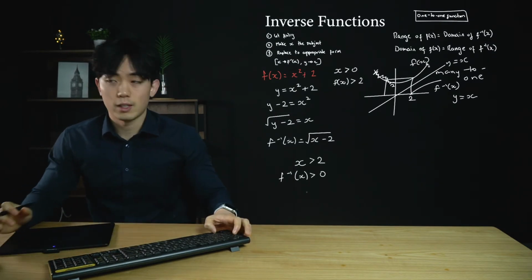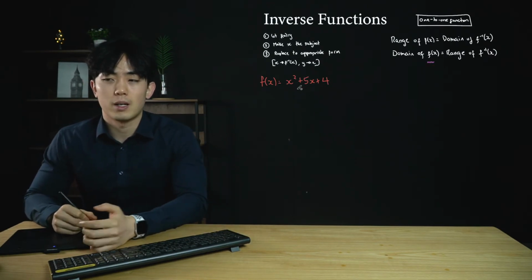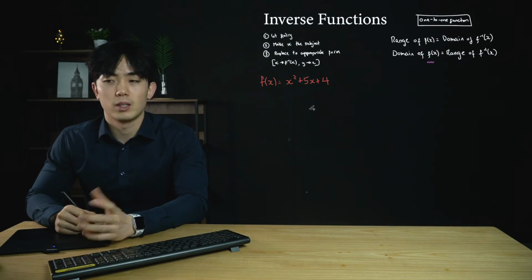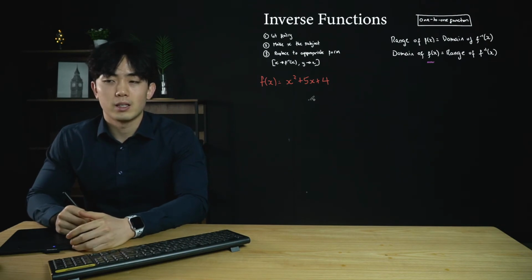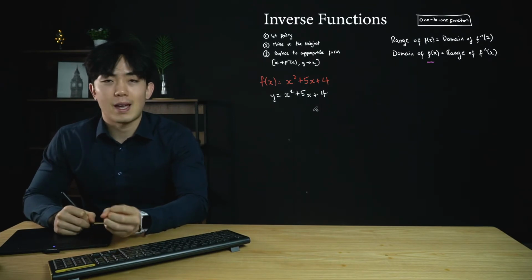All right, let's move on to another example. So let's move on to this. It's a quadratic equation again, but it's slightly different. As you can see, at first glance, first of all, let's replace with y. So y is equal to x squared plus 5x plus 4. And as you can see, it seems a bit difficult to just make x the subject.